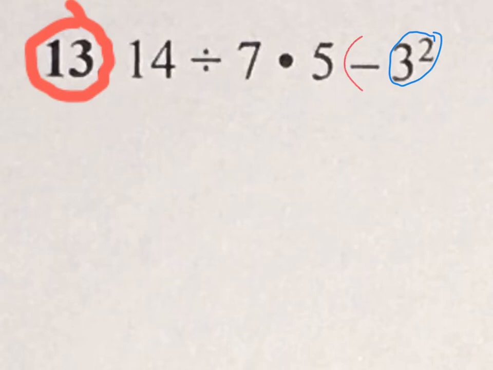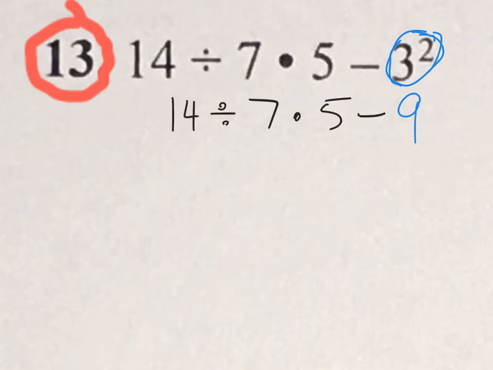Like if I had a parenthesis like this, then that would be a different story. I would be including it. But I don't have parentheses around that minus. So it's only the 3 squared. And what is 3 squared? 9. So we have 9, and let's rewrite the rest. So I just rewrote everything. I brought everything down. And now we have 3 operations: division, multiplication, and subtraction.